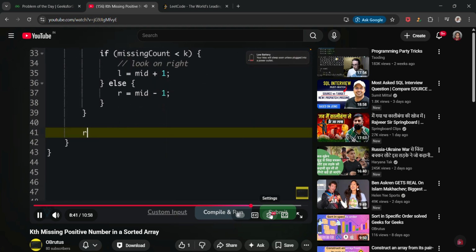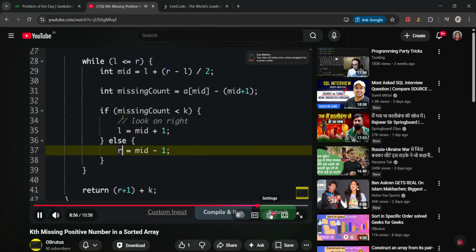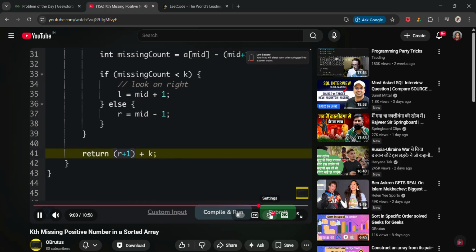Where would that appropriate position be? It would be on the right. So right plus 1 plus k. Since right, being an index, we have to do a plus 1 here, and plus k.